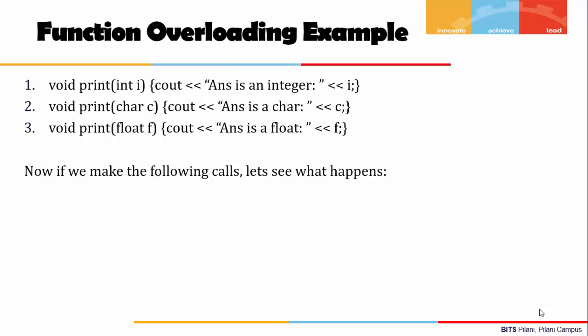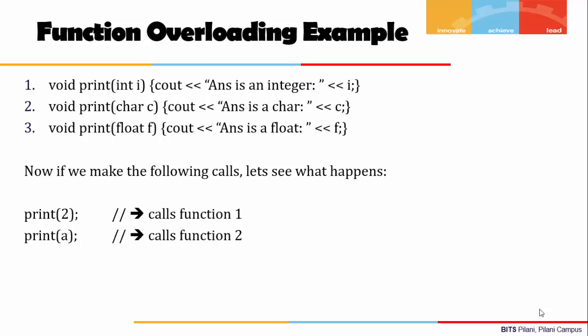So if we make the following function calls, what will happen? When the first function is called, the answer will be calling function 1. The second function is called when we print char a. Then if we print 1.2, the third function is called. So even though the name is the same, based on the type of argument, that particular function can be called. This is function overloading in C++.